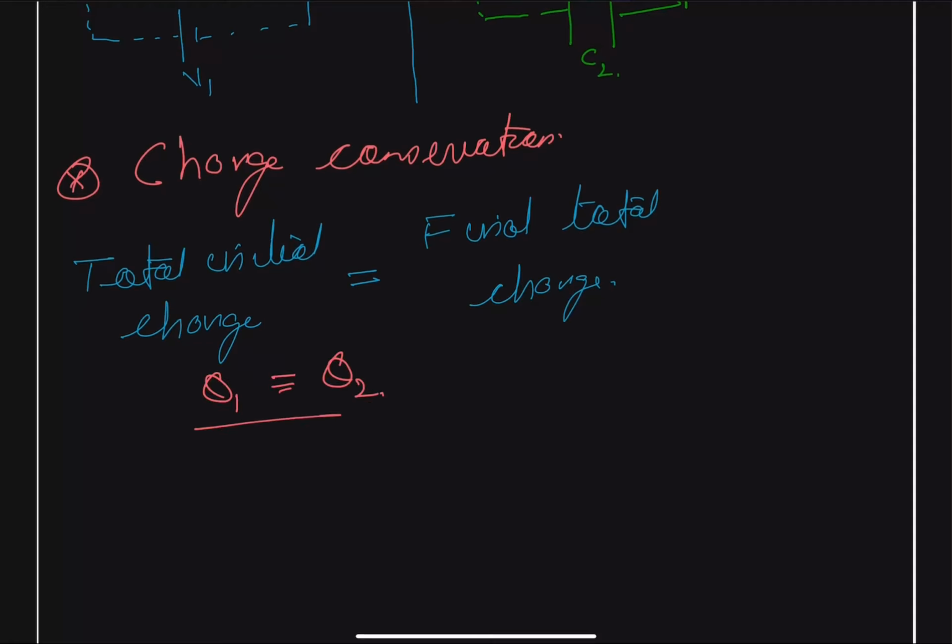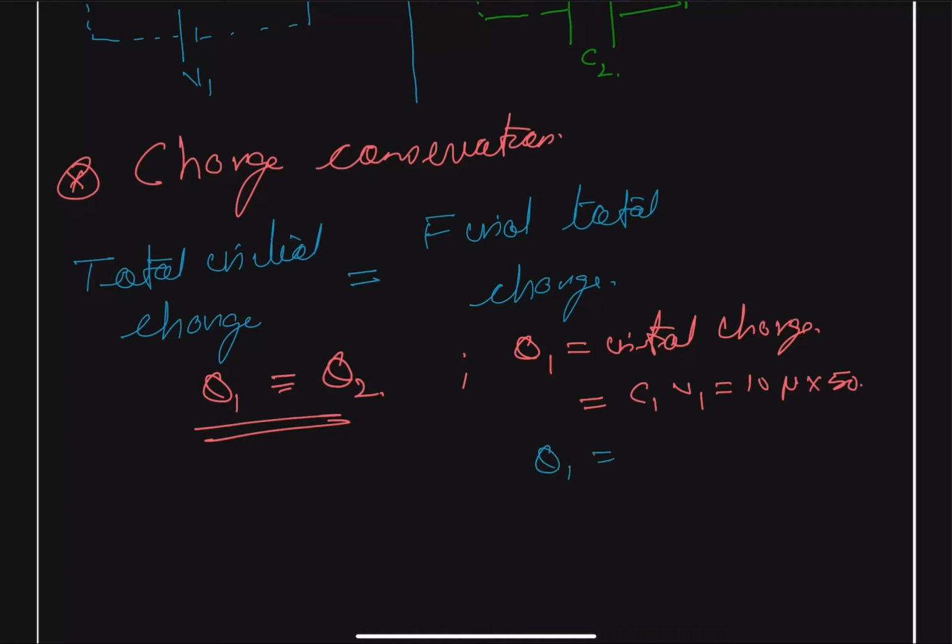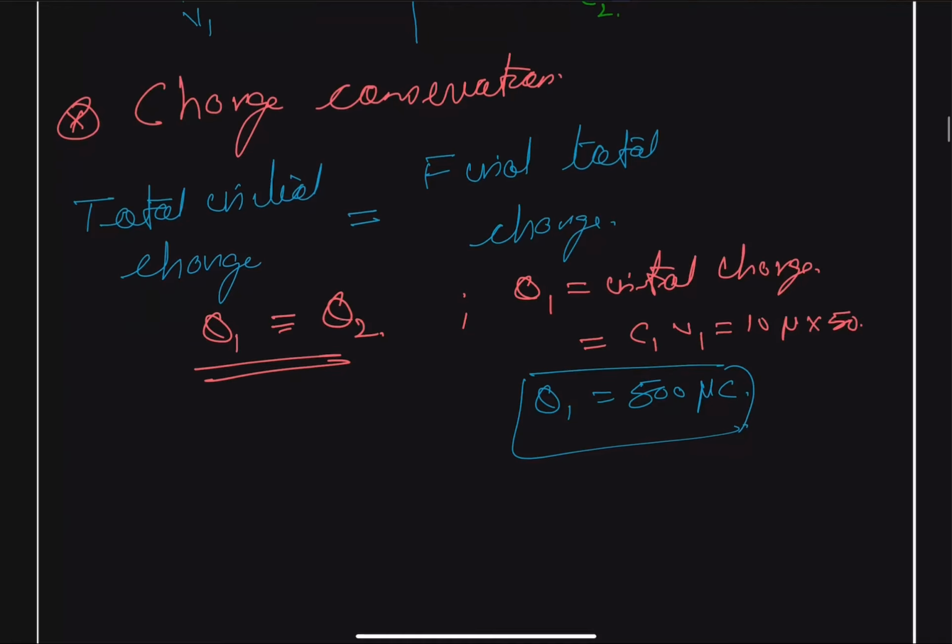So we can find out our Q1. Q1 is our initial charge, and this Q1 will be equal to C1 multiplied by V1, which gives us 10 microfarad multiplied by supply voltage of 50. So this gives us that our Q1 is equal to 500 microcoulomb. So therefore we can write that our Q2 will be equal to 500 microcoulomb.